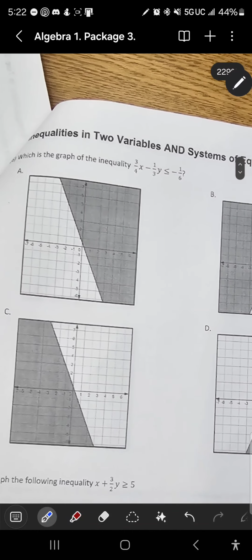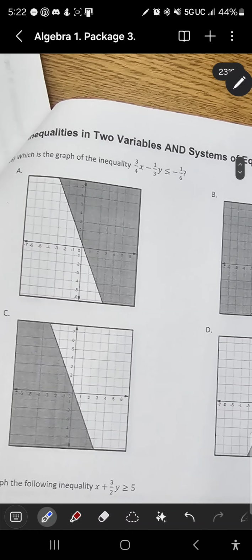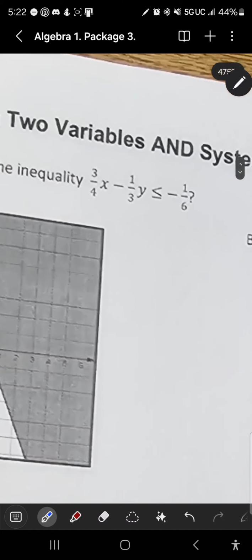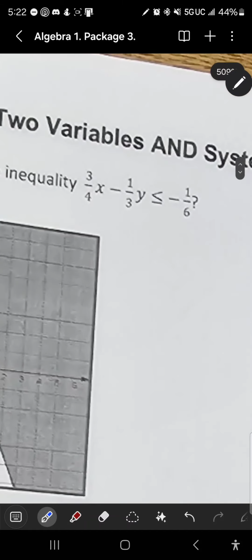Okay. Which is the graph of this inequality? Ooh, fractions. This is gonna be a really tricky one when you're working with them. But actually, this is not as difficult as it might seem. So first of all, let's go to the slope intercept form. It's the easiest one to graph.